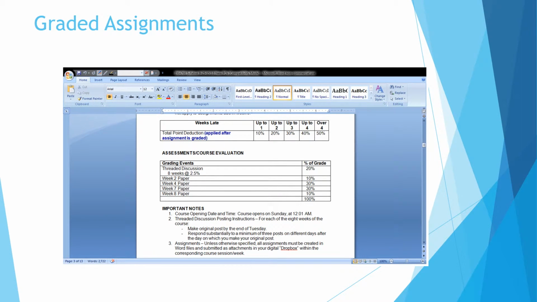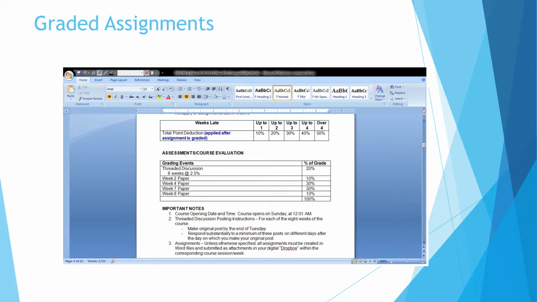For grading and evaluation purposes, we'll use 8 weekly discussions worth 2.5% each. I'll be talking a little bit about that a little later in this presentation. And then we'll have a series of papers starting in week 2, which may seem early, but I want to see a sample of your writing so we have a chance to improve it over the next few weeks. Then there'll be a follow-up paper in week 4, another paper in week 7, and then kind of a wrap-up paper in week 8. And the assigned percentages are shown there.